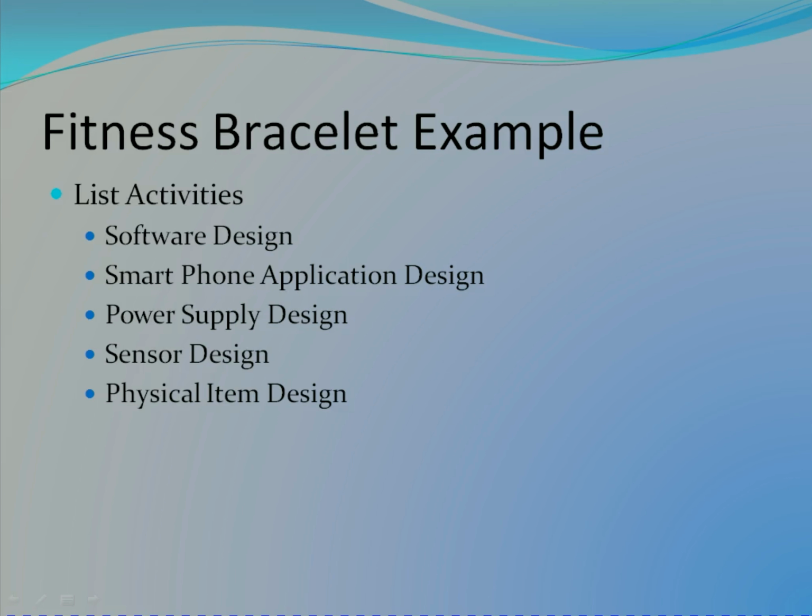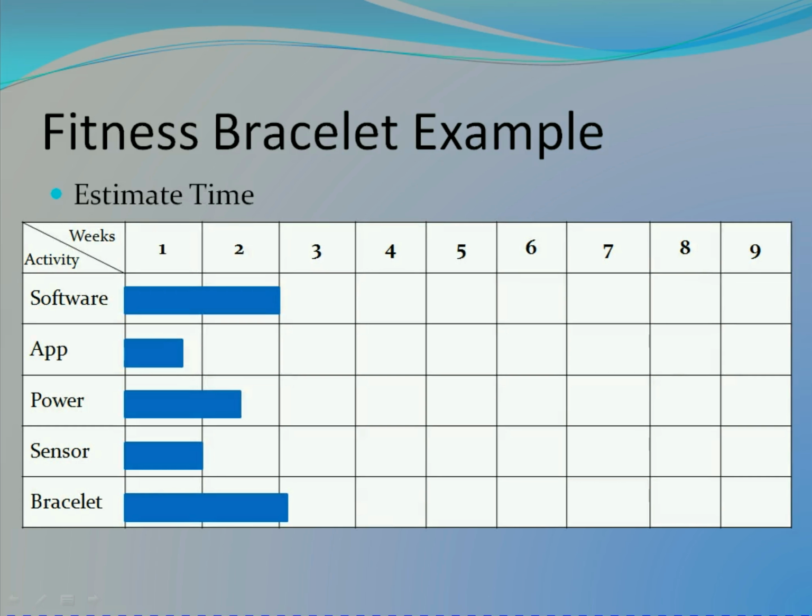Now let's look at a quick example of using a Gantt chart to see the project timeline for a fitness wearable, in this case a fitness bracelet to sense your pulse. We consider that the activities that need to be completed are software design, application design, power supply design, sensor design and physical item design. These are listed in the rows on the left of the table, and along the top is the number of weeks required for each activity.